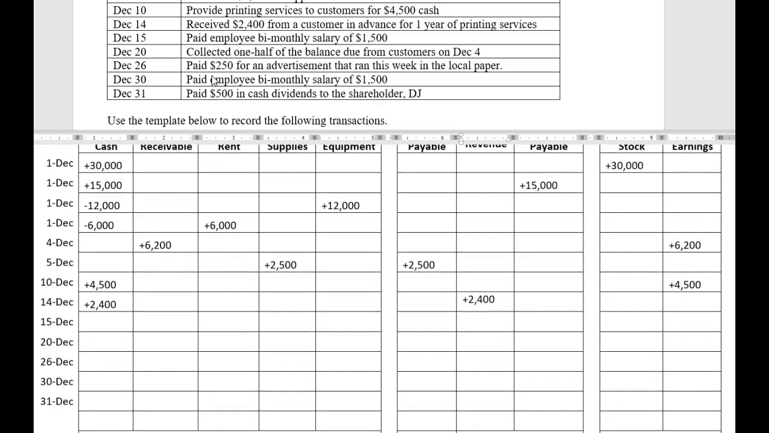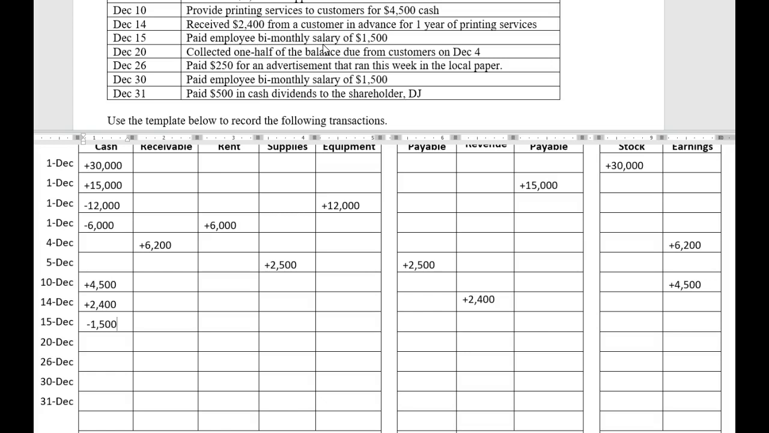We have just a few more transactions here. We'll hurry as quickly as we can. December 15th, we paid employee bi-monthly salary of $1,500. Keyword there, we paid. So we paid the salary. That means cash is going to go down. It's the only way we can pay for stuff. We can put things on account, but that's not paying for it. So paying means cash is going down $1,500.